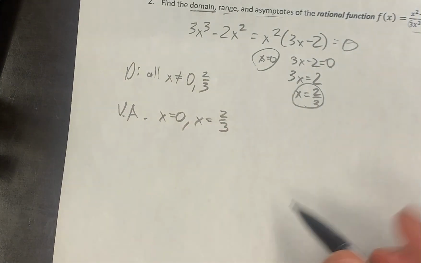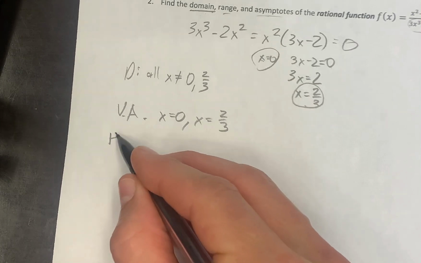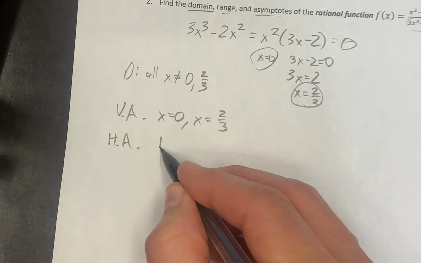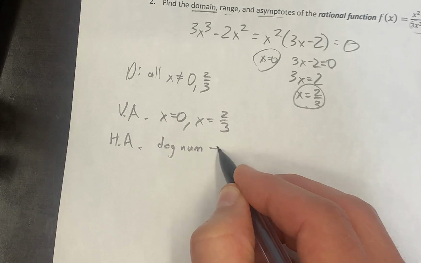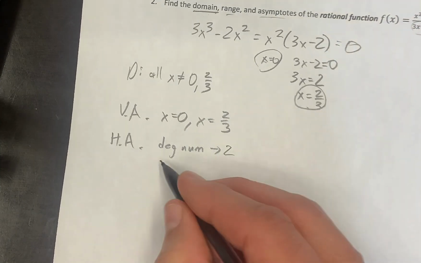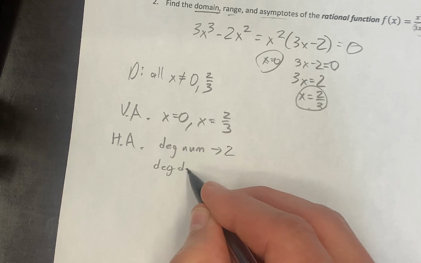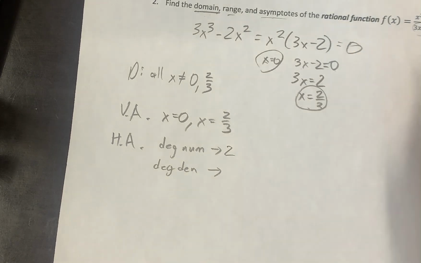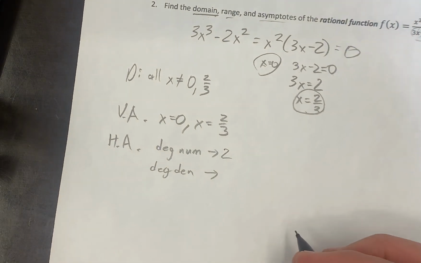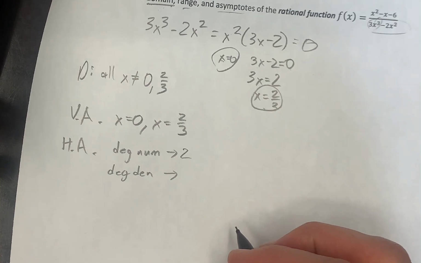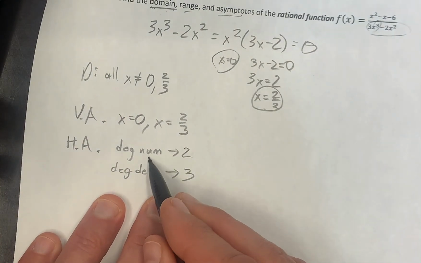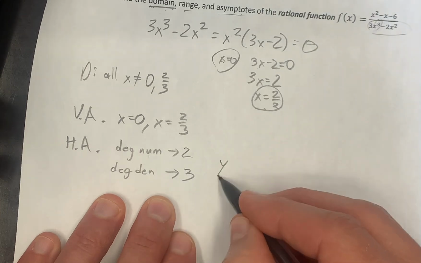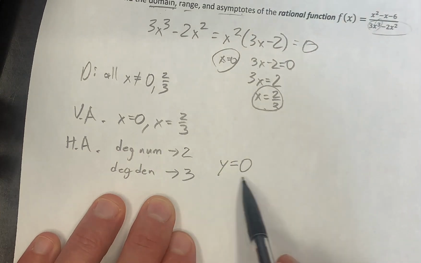For the horizontal asymptotes, we're going to look at the degree of the numerator. The degree of the numerator is 2. The degree of the denominator is 3, right? So the bottom is going to be growing faster than the top. That means you have a horizontal asymptote at 0.